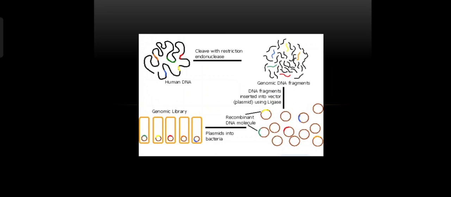This is the image of the construction of a genomic library. In this picture, there is the human DNA, extracted and cleaved with the restriction endonuclease. The fragments are formed. There are the genomic DNA fragments, and the DNA fragments are inserted into a suitable vector by using ligase. Then, by using ligase, there is a formation of recombinant DNA molecules. Then the plasmid goes into the bacteria. These are known as a genomic library.